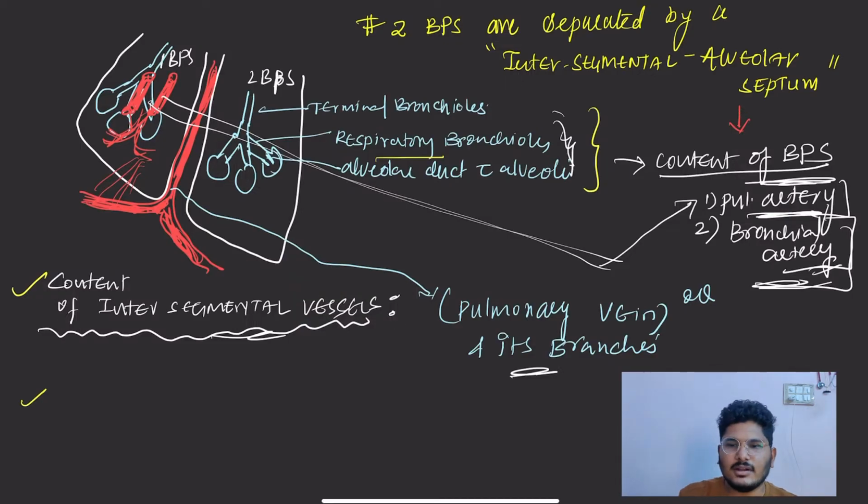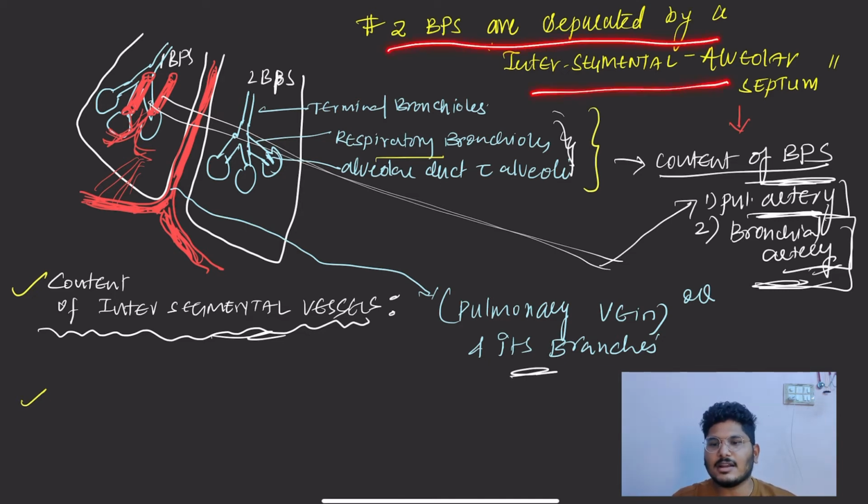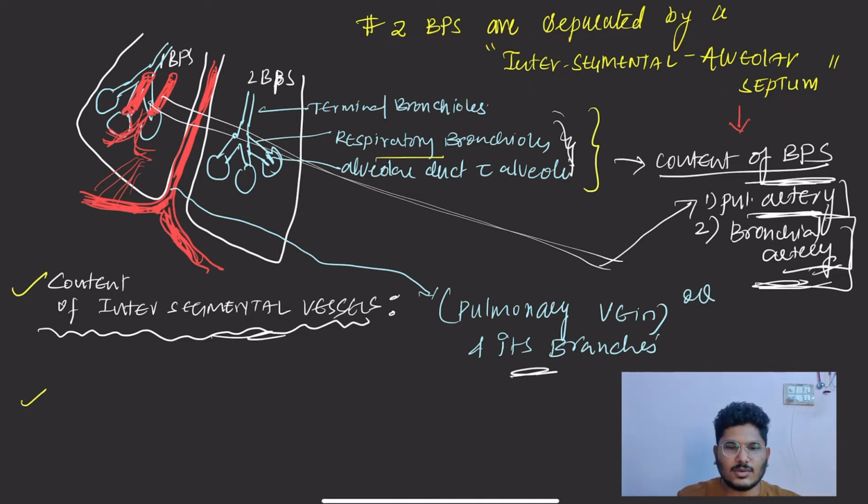Another important point we discussed is that 2 bronchopulmonary segments are separated by an intersegmental alveolar septum. If this is one bronchopulmonary segment and this is another, these two are separated by a septum called the intersegmental alveolar septum. What you need to know is the contents of a bronchopulmonary segment and the contents of the intersegmental septum. These 2 things we need to know.